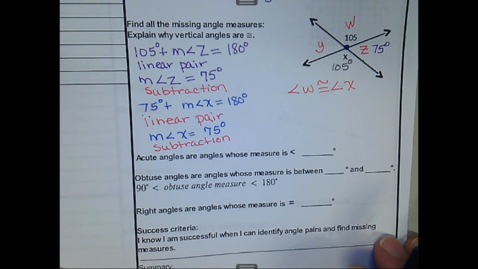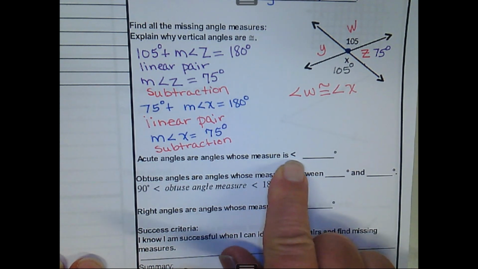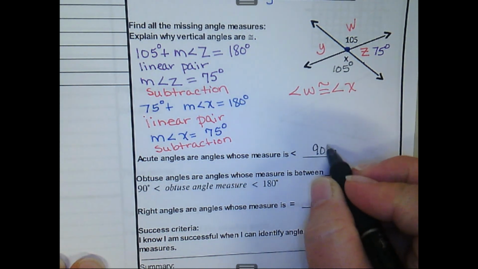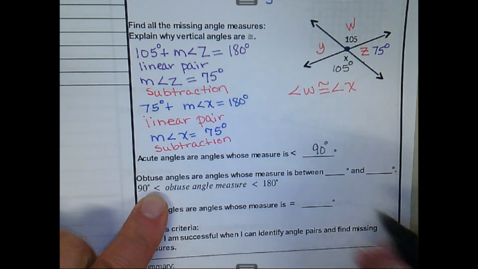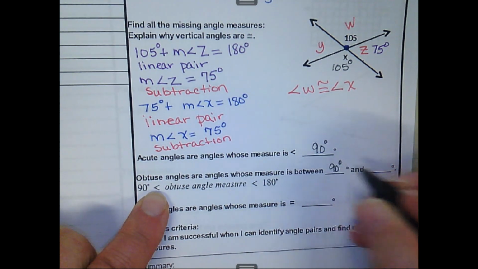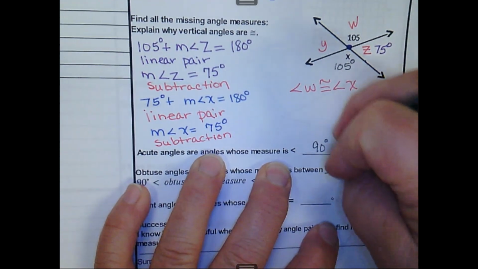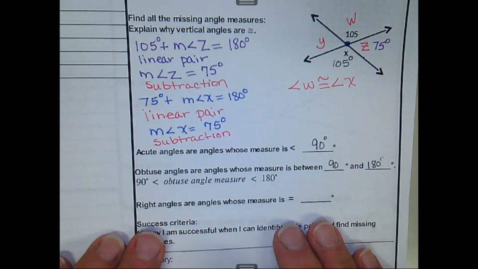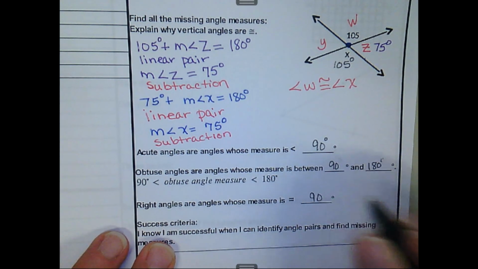Okay. Acute angles. We need to know what acute and obtuse and right are. Acute angles are angles whose measure is less than how many degrees? 90 degrees. Obtuse angles are angles whose measure is between 90 degrees and 180 degrees. I've got the degree symbol there, so I don't really need to write it. And then right angles are angles whose measure is exactly 90 degrees.